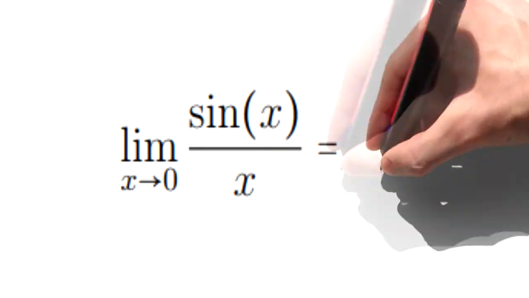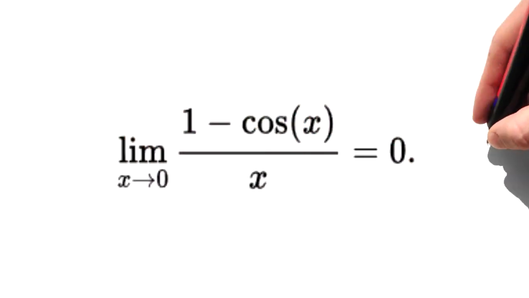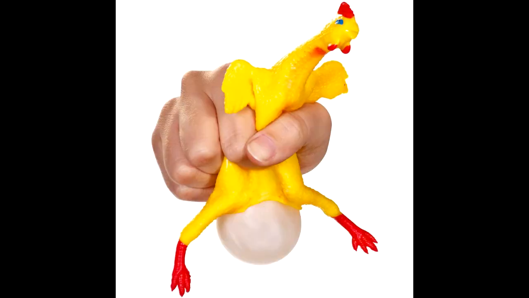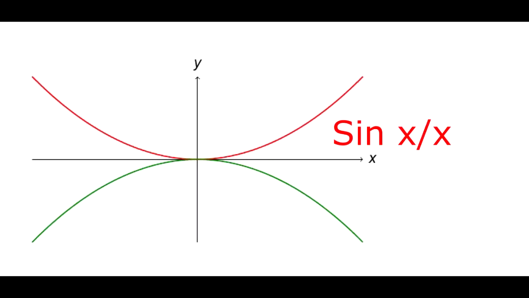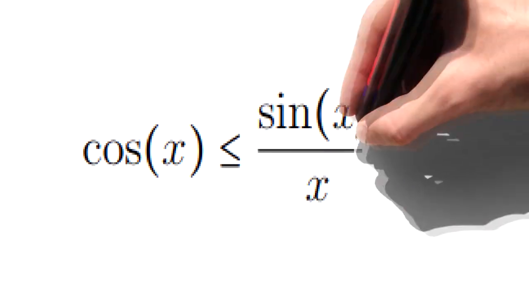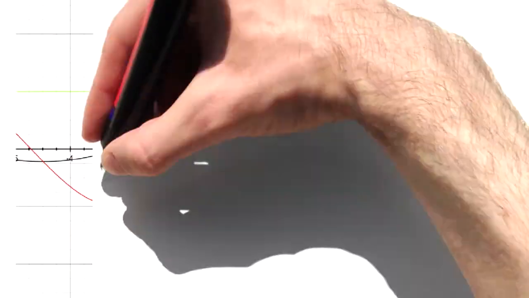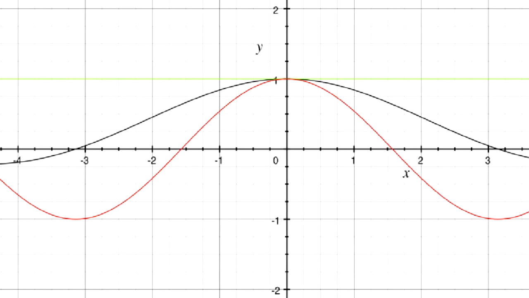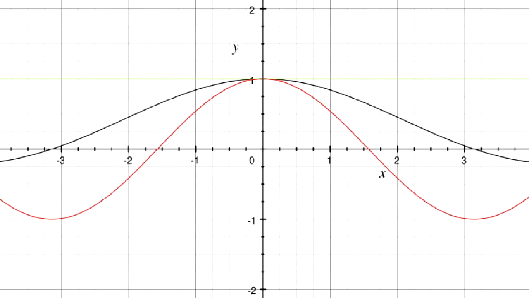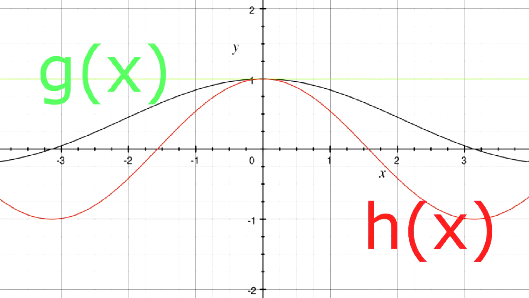The goal here is to show that, and to do this, we'll use the squeeze theorem by establishing upper and lower bounds on sin x over x in an interval around 0. Specifically, we'll show that in an interval around 0. We can already see why this should be the case by the following graph. Look at the graph. You see here that a function is squeezed in the middle of g of x, which is the green line, and h of x, which is the red function.